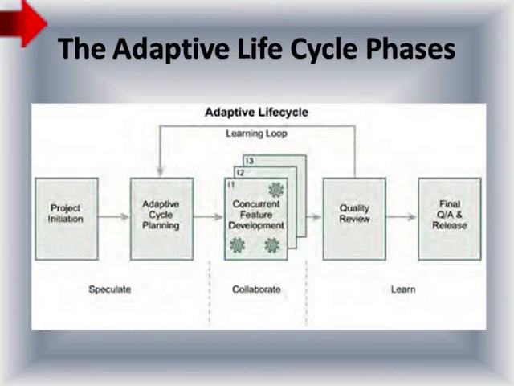Moving on to the next slide, as we can see, are the adaptive life cycle phases, which are project initiation, adaptive cycle planning, concurrent feature development, quality review, and final QA and release. So these are the phases that are under the speculate, collaborate, learn model.